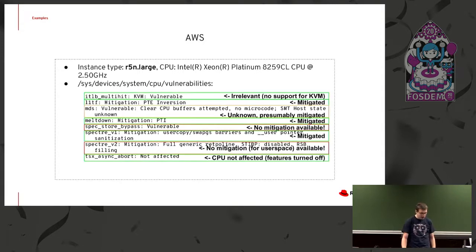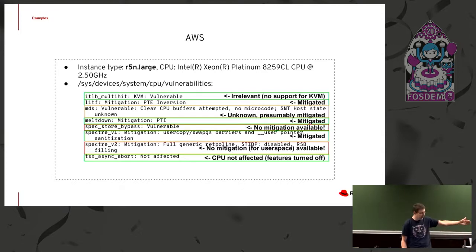So the first one is kind of irrelevant, because there is no VMX exposed to you. So you don't really care about ITLB, different page sizes. The hypervisor takes care of it, and it's just irrelevant to you. L1TF, as I told you, has been mitigated in software. We do PTE inversion. So you can see it here.